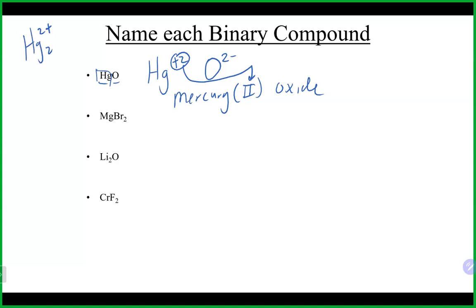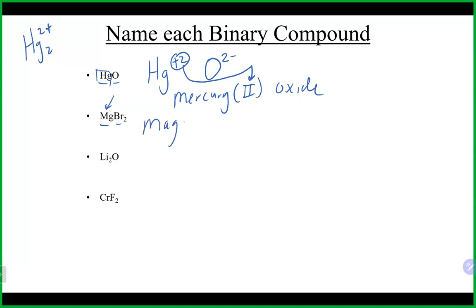All right, taking a look at the next one. We have a metal, magnesium, and bromine, a nonmetal. Looking at our metal here, that is group number 2, which means it's a type 1 compound. And really, that's all you need at that point. We just need to use the whole name.